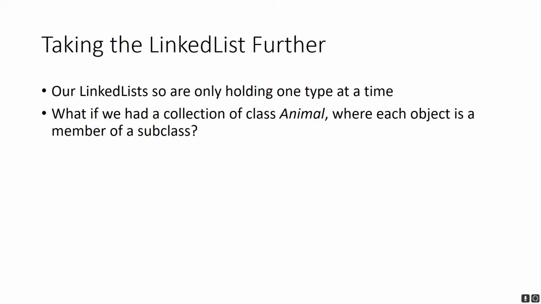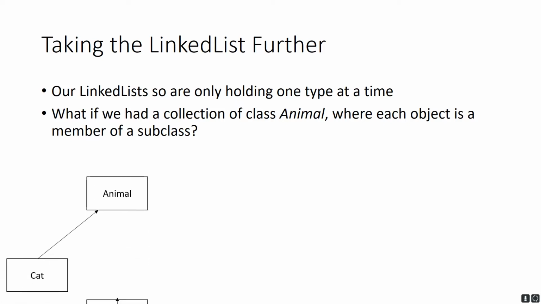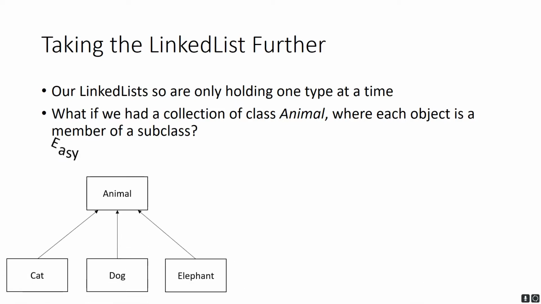So what we've been doing so far is using linked lists to only hold one type. So we've used strings, we've used ints, at one point in the previous video we used person. But what happens if we want to use any sort of inheritance? I want to keep a big collection of all of my animals, where each of them is a member of a subclass. I've got cats, dogs, and I've got elephants.